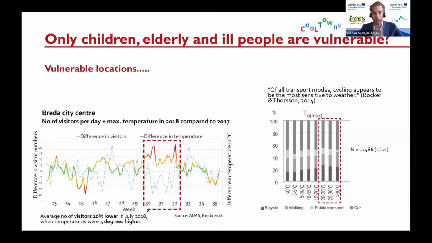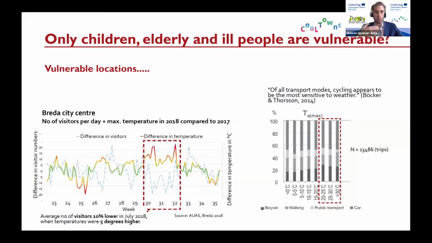Another example is that it's not only the locations, but also the routes towards those locations, like shopping areas or maybe train stations, which we all use in our daily life. On the second graph, you see all kinds of transport modes, and cycling appears to be the most sensitive to weather, according to Bokker and Thorsen. What you see is that if the temperature increases, cycling also increases, but it drops after 25 degrees because I guess it's uncomfortable to cycle under hot conditions.